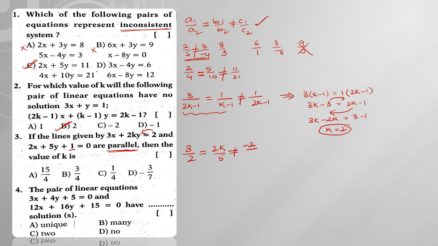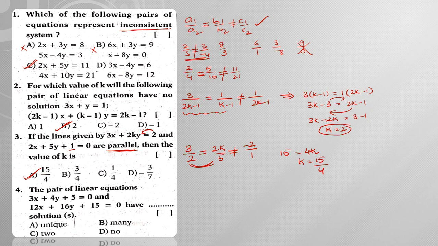Then we have minus 2 by 1. Now from this you compare these two terms. Cross multiplication: 3 fives are 15 is equal to 2 twos are 4k. So from this k is equal to 15 by 4. Hence the answer is 15 by 4.